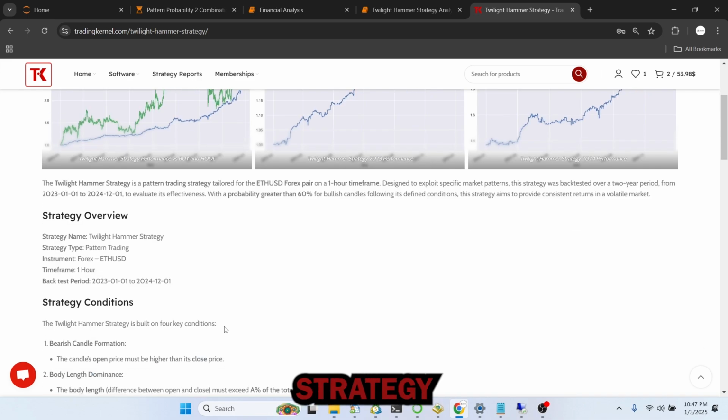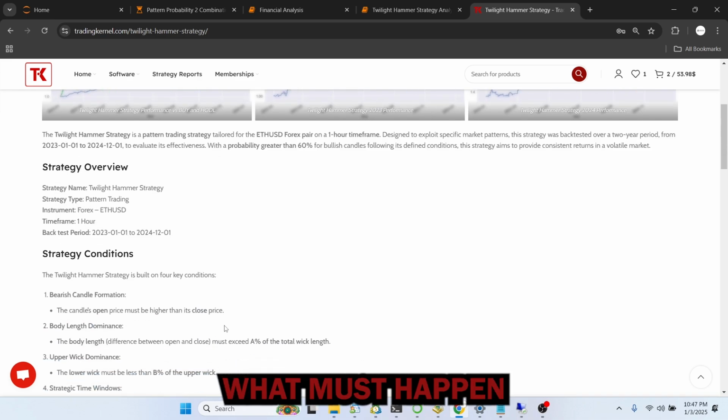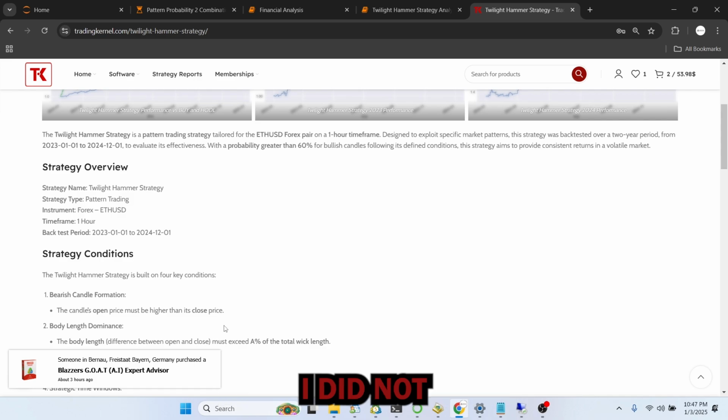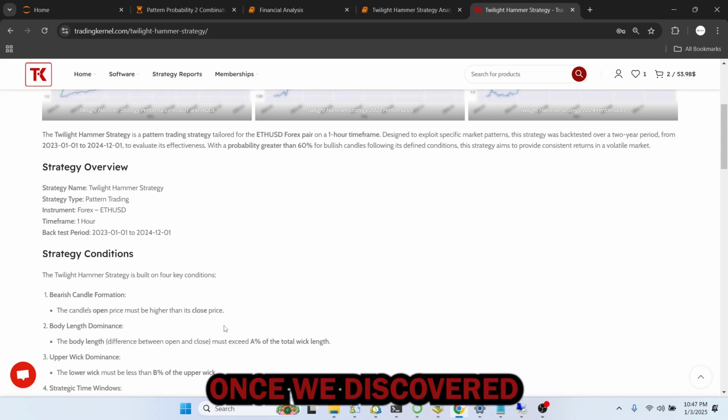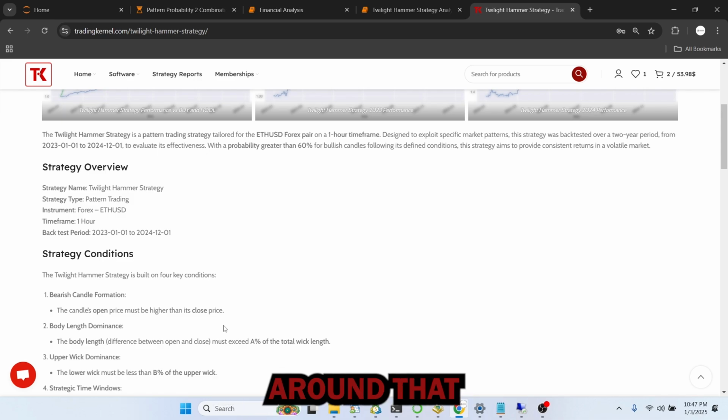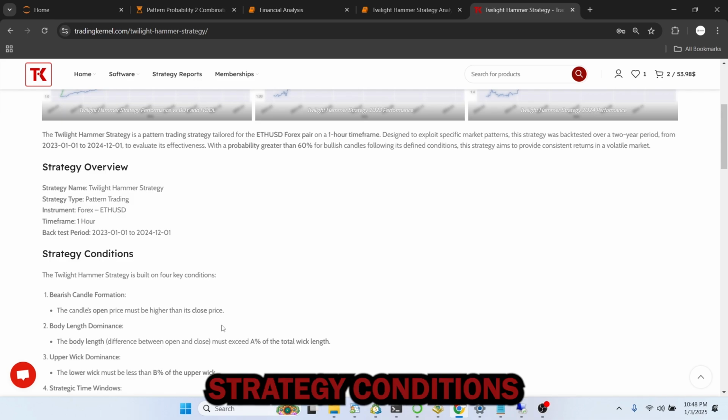Okay, so let's look at the strategy conditions, which means what must happen before we get an indication of our probability scenario. Now before we go into this, I want you guys to note something. I did not create this probability scenario. The market created this probability scenario, and all I did was discover it. So no one creates probability scenarios. We just discover them, and once we discover them, we try to develop strategies around that probability scenario, and it gives us an edge in the forex market. So let's look at the Twilight Hammer strategy conditions.